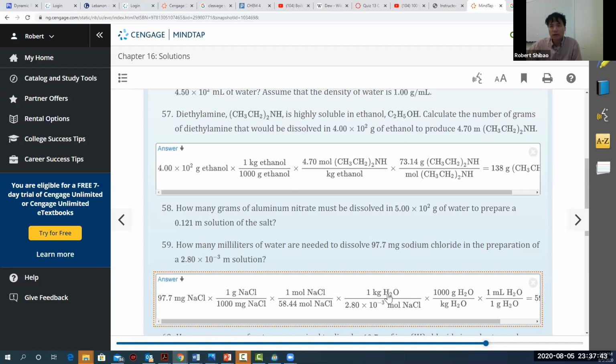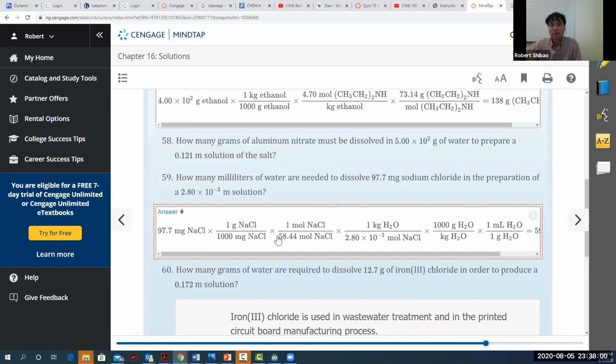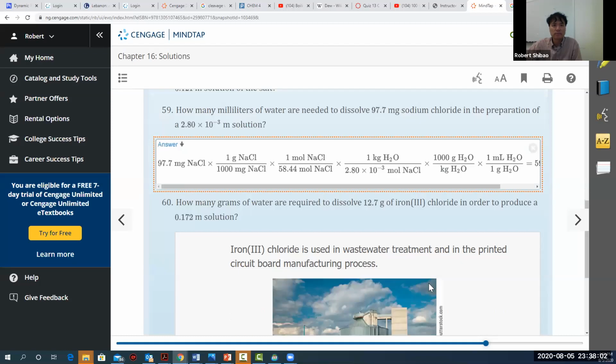Then we're going to use the molality here. And so molality will allow us to convert moles to kilograms of solvent. The solvent in this case is water. We'll go from kilograms of water to grams of water to milliliters of water. And that's what we need there. So this is a dimensional analysis here.